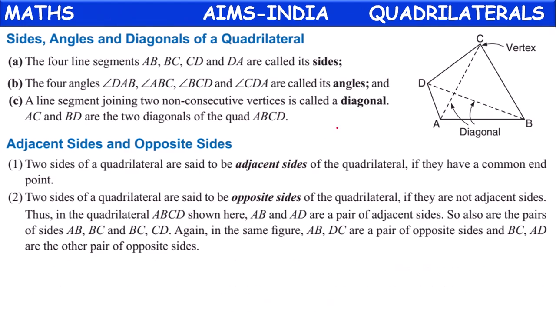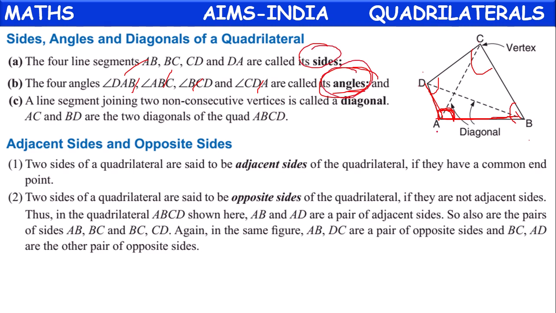So here at point A, because of this ray and this ray, at common end point A, one angle is formed, which is named as angle DAB, and this one angle ABC, this one angle BCD, this one angle CDA. Like that, four angles. A quadrilateral consists of four angles along with four sides.